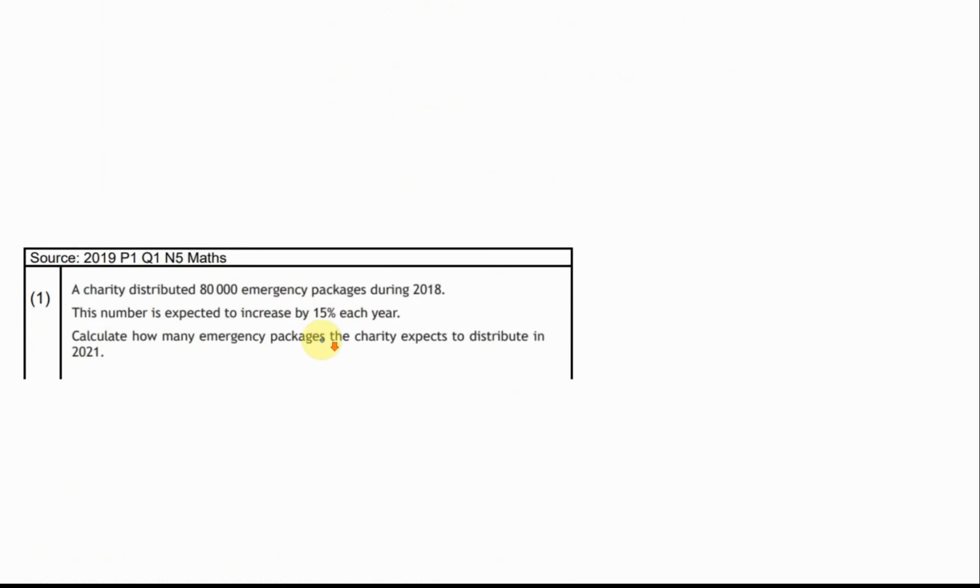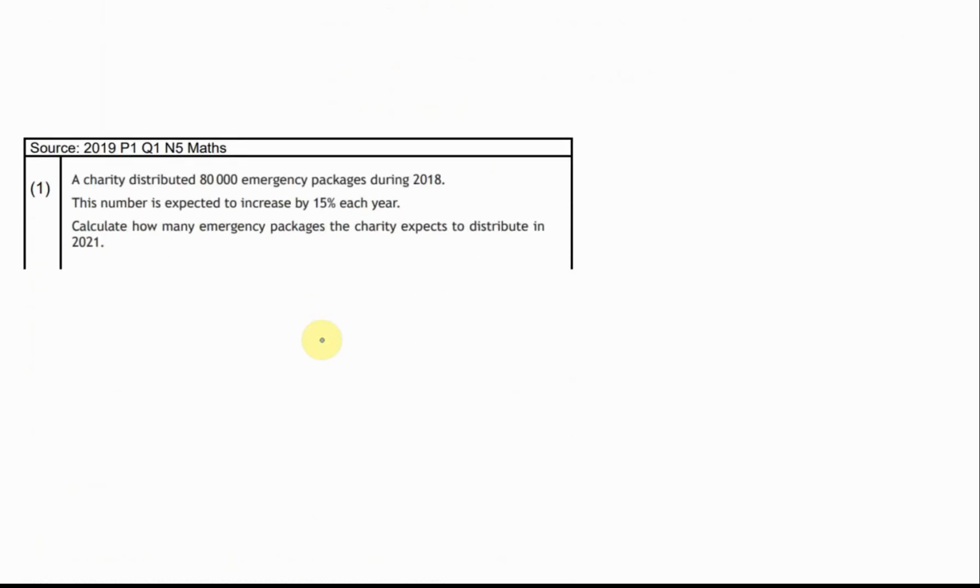So let's look at something that says a charity has 80,000 packages. The number is expected to increase by 15% each year. Calculate how many it expects to distribute in 2021. So first of all, from 18 to 21, that's 19, 20, 21. That's 3 years, we'll call that. And we're increasing by 15%. So I'd be highlighting the important data there. I'll just write down 3 years.